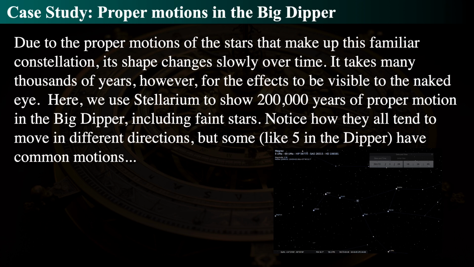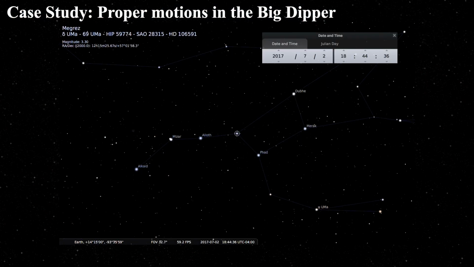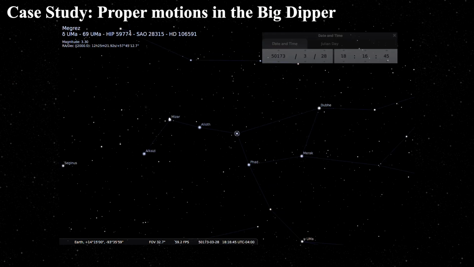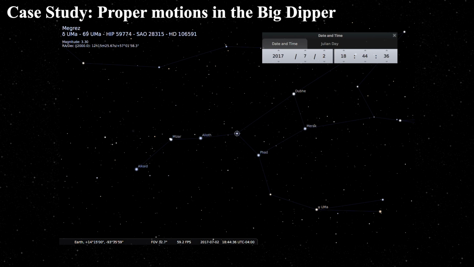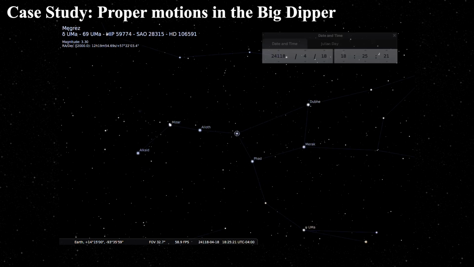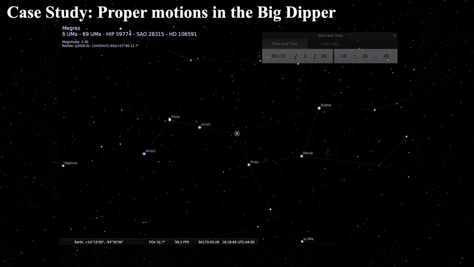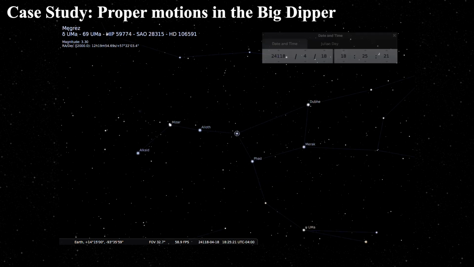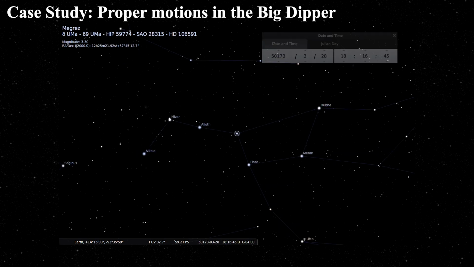Now here we go. Some stars move in different directions, but the 5 in the Dipper roughly have common motions, but stars move around. So let's start today, or at least back in July of 2017, and we see the Big Dipper with Alkaid, Mizar, Alioth, Phad, Merak, and Dubhe, and centered on Megrez. And so we'll now jump ahead 24,000 years, and we see that things have moved.